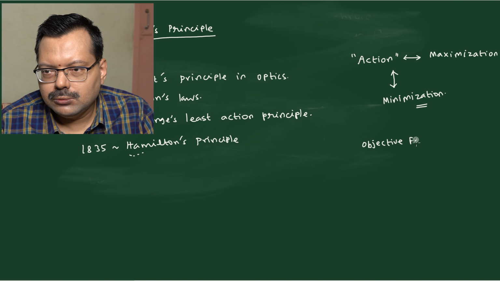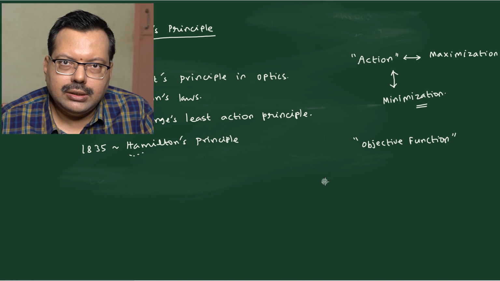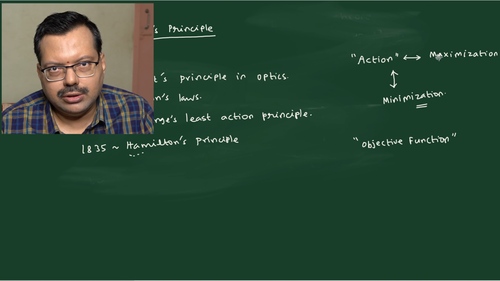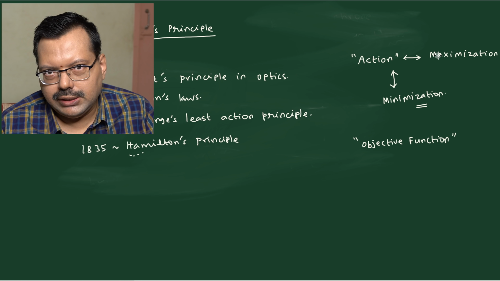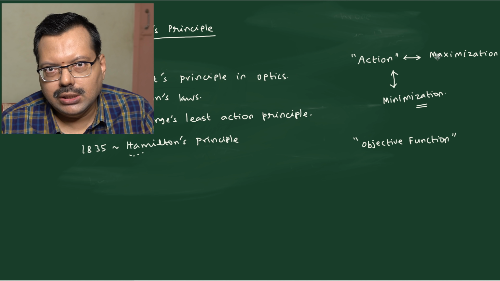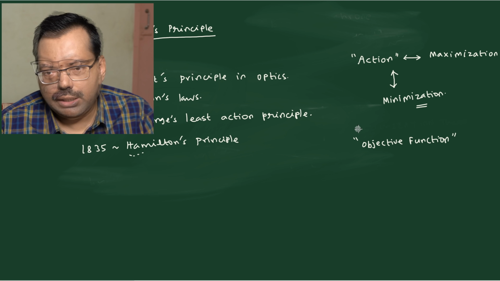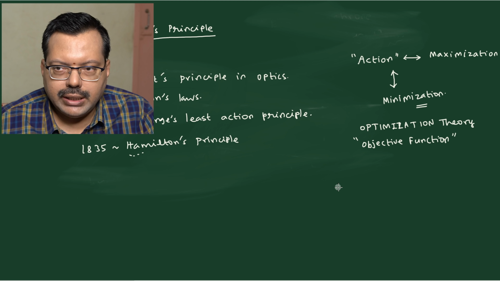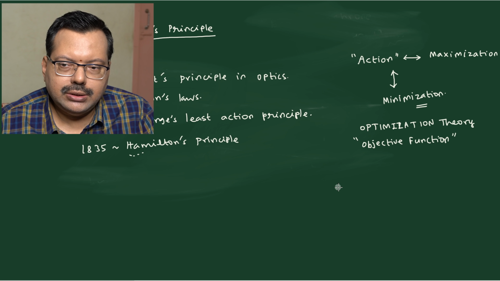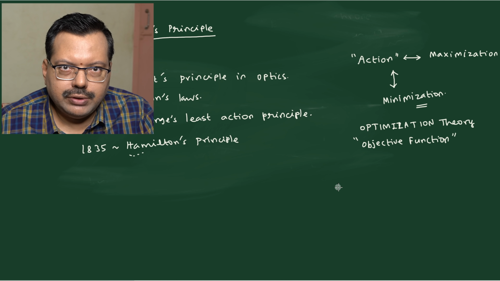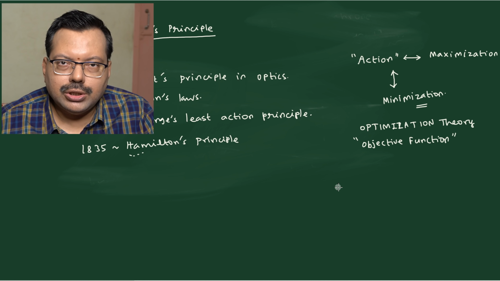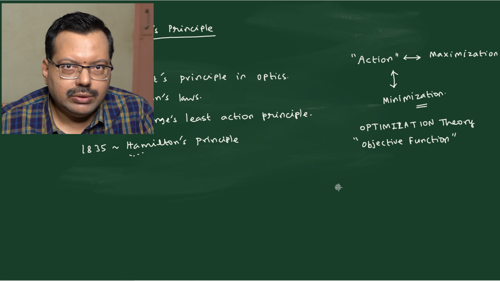Objective function is a proper mathematical term that is used in the optimization theory. So the whole thing, whether it is maximization or minimization, the mathematics behind minimization and maximization is known as optimization. So let me write down that also. Optimization theory is the mathematics behind the minimization and maximization. And in that theory, the first question that we ask is, what is the objective function? Objective function means what are you going to maximize or what are you going to minimize? That is written down as a function.